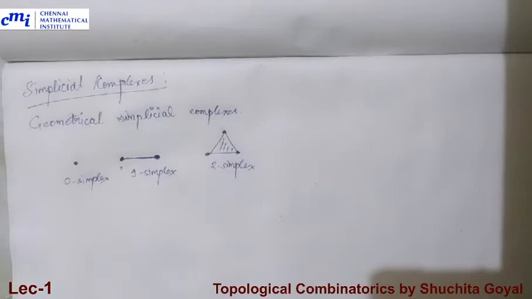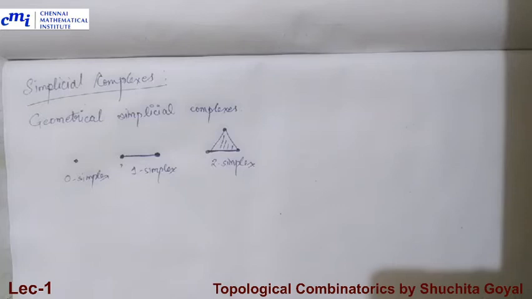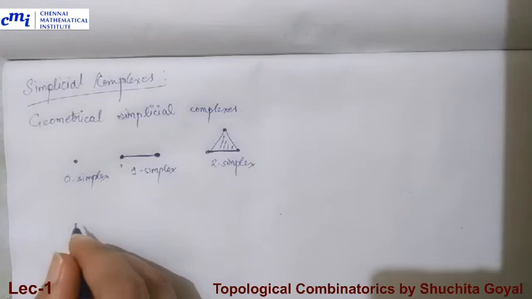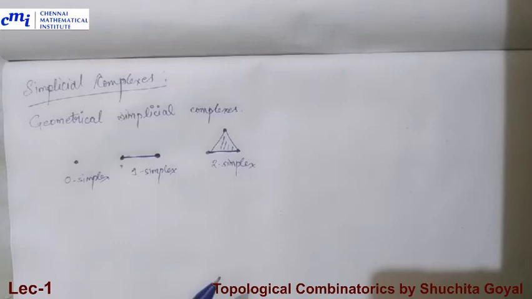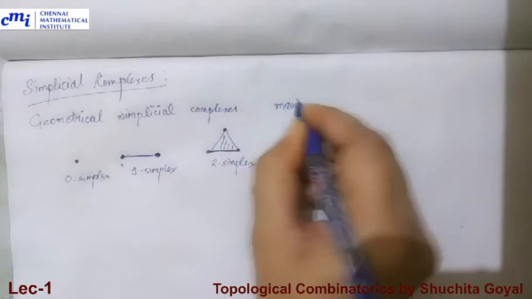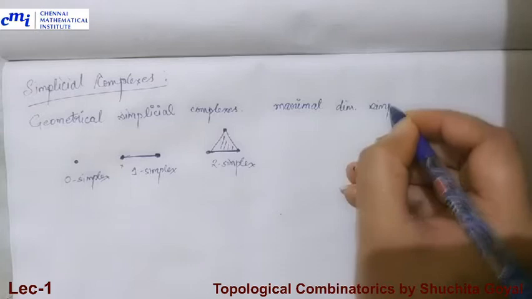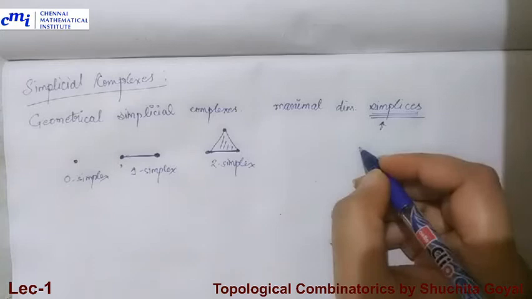What is a geometric simplicial complex? A geometric simplicial complex is nothing but a collection of simplices such that any face of a simplex also should be an element of that set. Roughly speaking, the main elements that count here in a geometric simplicial complex are the maximal dimensional simplices, and as soon as I say simplices, I mean one has to take all of its faces also.